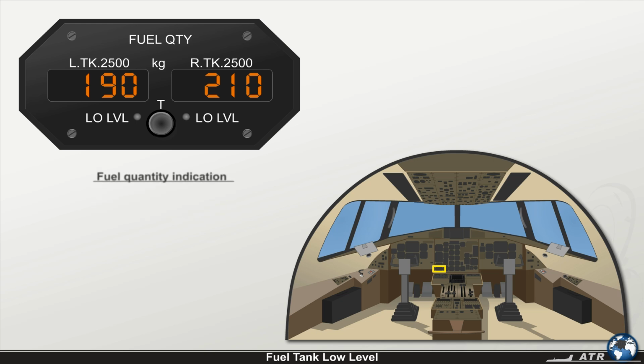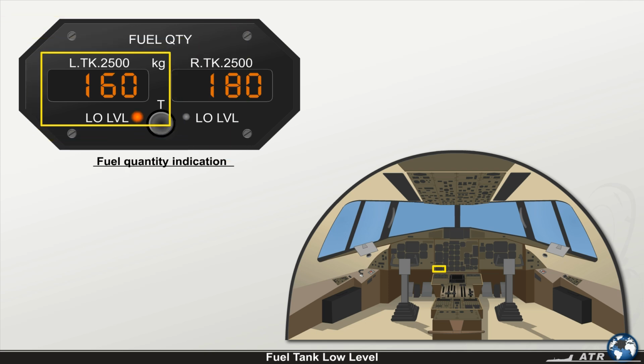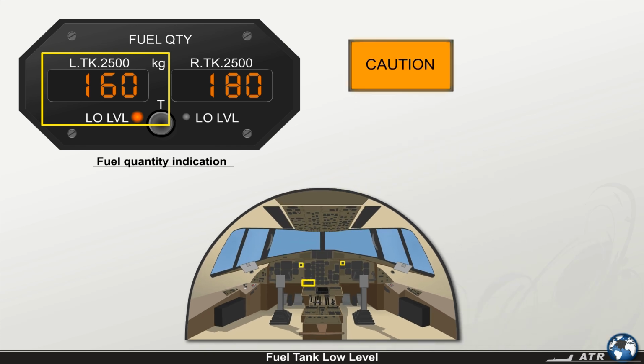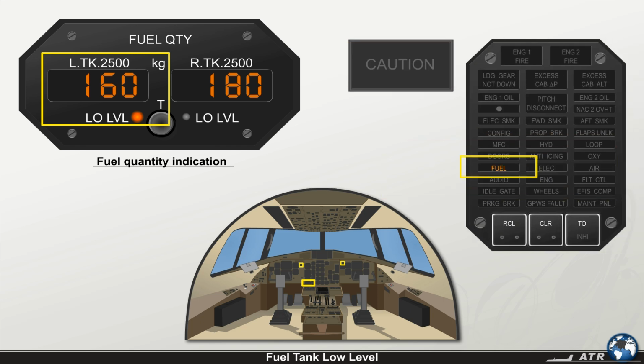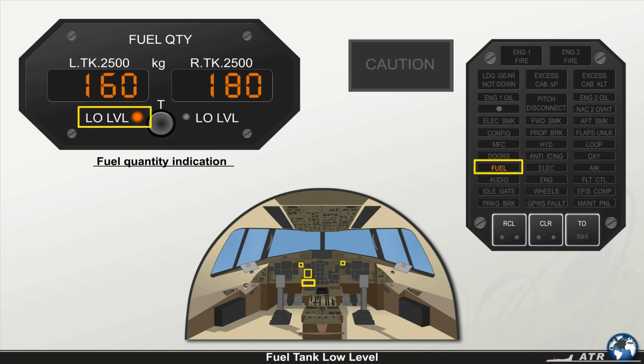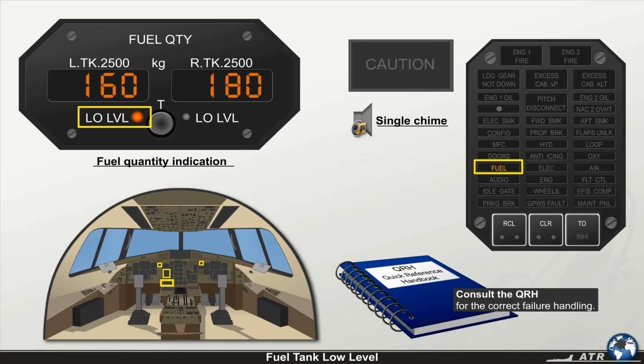Let's have a look at the fuel quantity indication. If the quantity in one fuel tank is below 160 kilograms, the master caution light flashes amber. The fuel light on the CAP illuminates amber. The associated low-level light on the fuel quantity panel illuminates amber, and you hear a single chime. Consult the QRH for the correct failure handling.